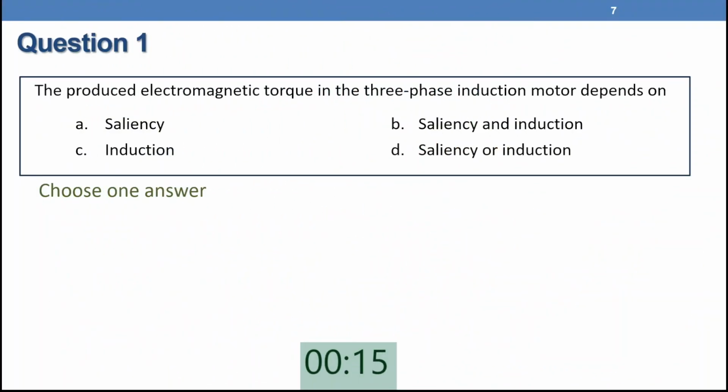Question number 1. The produced electromagnetic torque in the three-phase induction motor depends on A. Saliency, B. Saliency and induction, C. Induction, D. Saliency or induction. Time starts now.